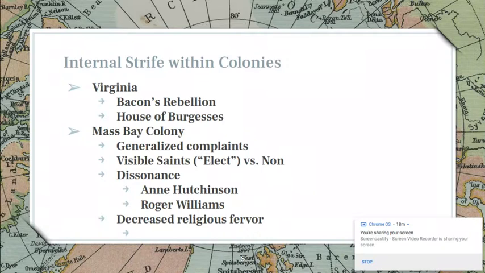And when we come together next, we're going to talk about this decreased religious fervor and what it is that Massachusetts Bay decides to do to deal with it.